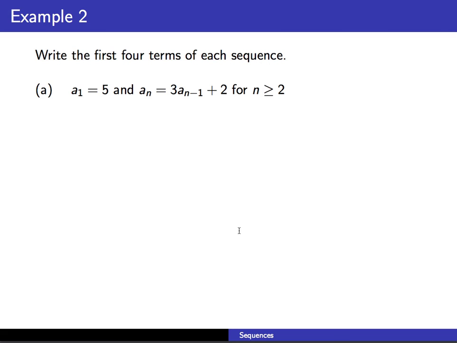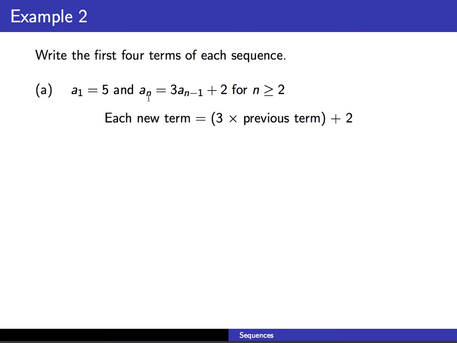So example 2, write out the first four terms of each sequence. We have a sub 1 is 5, so our initial term is 5. And our rule, a sub n, is 3 times a sub n minus 1 plus 2 for values of n that are greater than or equal to 2. Now, recursive sequences can be a bit tricky, but one strategy that I use is to look at the rule for the recursive sequence and then rewrite it in terms that are easier for me to understand.